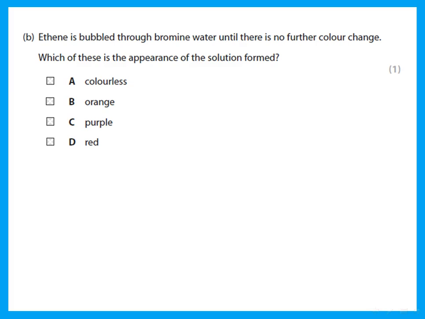Then he says ethene is bubbled through bromine water until there is no further color change. Which of these is the appearance of the solution formed? Remember that bromine water was the test for alkenes, and if I add bromine water to alkenes, what happens? It will change from reddish brown to colorless, or we say from orange to colorless.